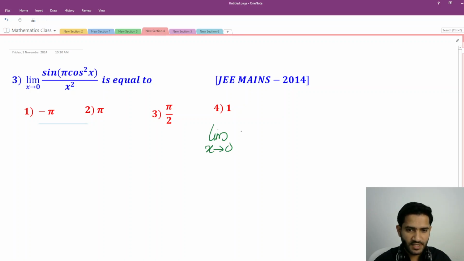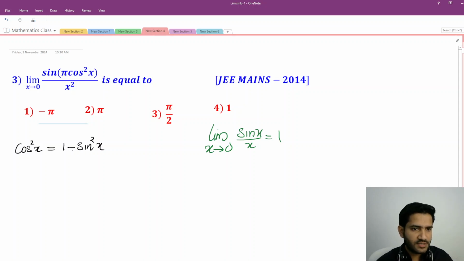The limit as x tends to 0 of sin x by x equals 1. In any question related to trigonometry, we use this result. Before that, here we have pi cos square x, so we have a result related to cos square x: cos square x equals 1 minus sin square x.